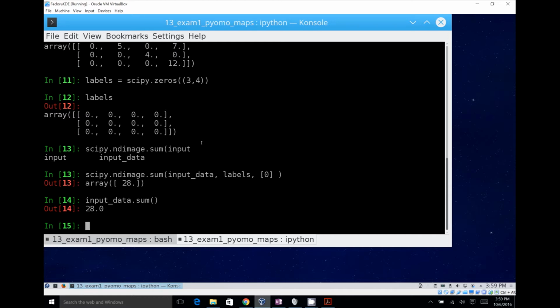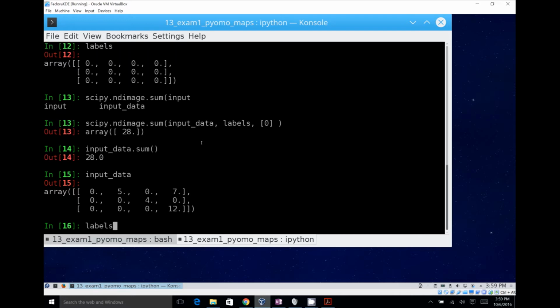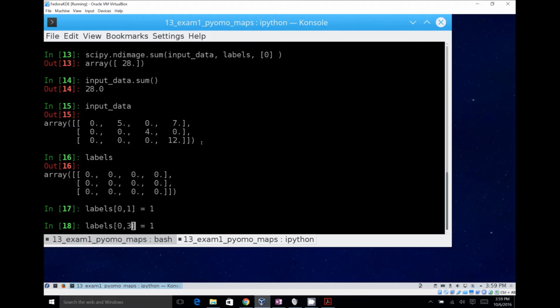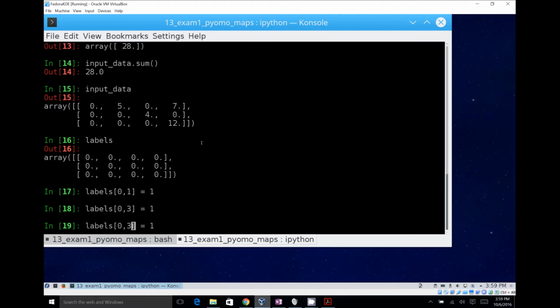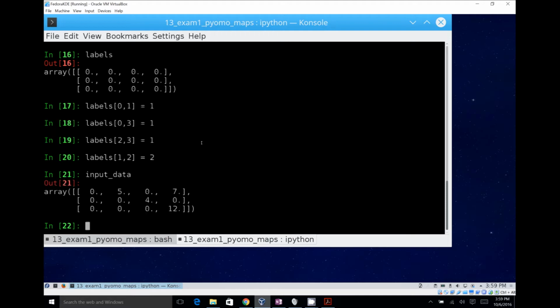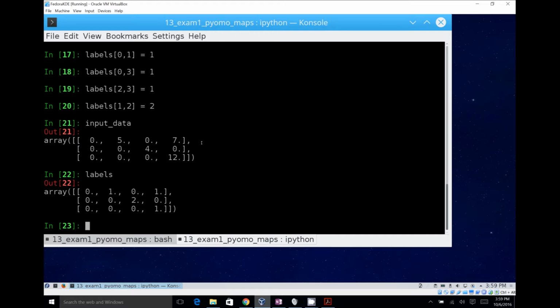So let's change the labels a little bit. Let's take a look at the input data, and let's take a look at the labels. And let labels [0, 1] be equal to 1, and labels [0, 3] be equal to 1, and labels [2, 3] be equal to 1, and labels [1, 2], let's set it equal to 2. Okay, so let's take a look at the input data again, and the labels. Imagine superimposing these over each other. What are the entries that correspond to a label of 1? It's the 5, the 7, and the 12, right? What are the entries that correspond to a label of 2? It's the 4. And what are the entries that correspond to a label of 0? It's all the zeros, okay?